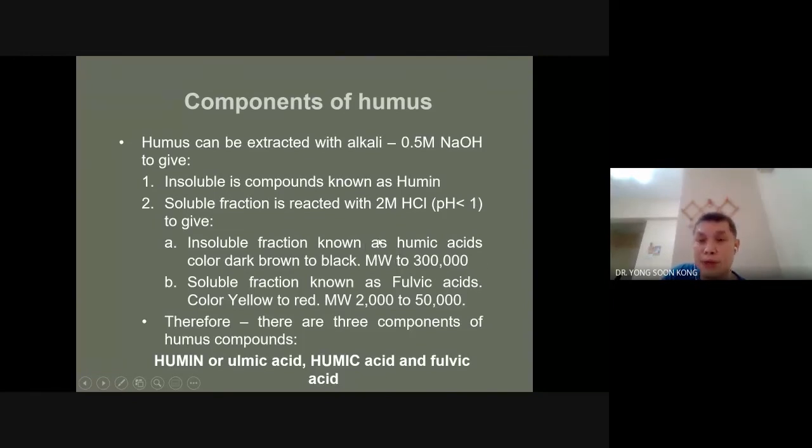We have a name for it. We call it humic acid. Humic acid has higher molecular weight than the soluble ones, whose molecular weight is between 2,000 and 50,000. We call that fulvic acid. Humic acid versus fulvic acid, and also humin. So generally speaking, in humus you have three components: humin, the insoluble one; humic acid, the higher molecular weight; and fulvic acid, the smallest molecular weight of the humus fractions. So just three components only.